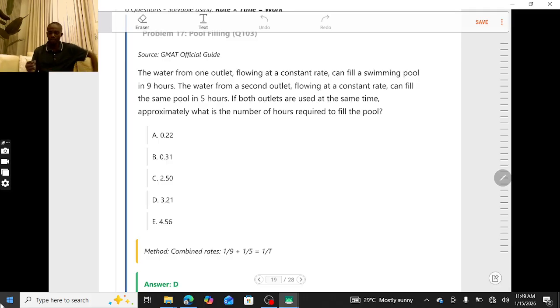Of course, the formula method, right? Remember the formula method again. So 1 over T equals 1 over A plus 1 over B, so T is AB over A plus B. So A is 9 hours, so 9 times 5 over 9 plus 5, and you get your answer.